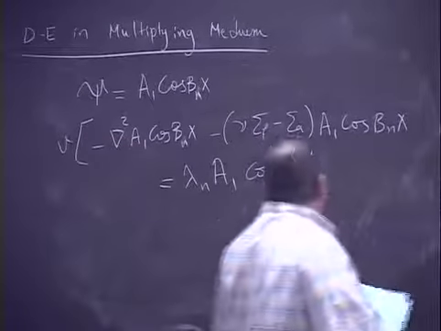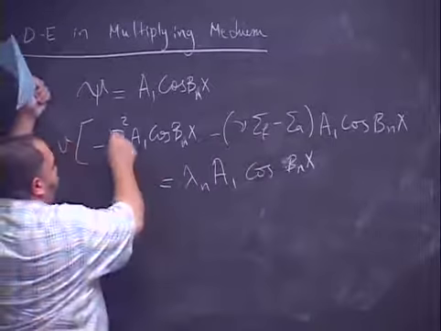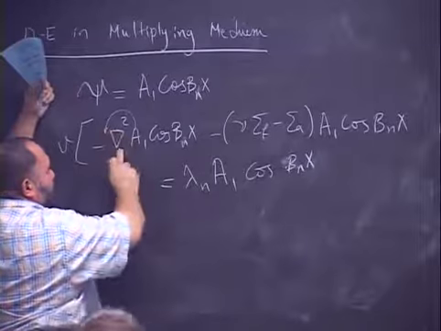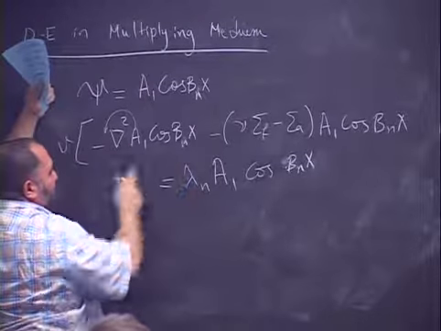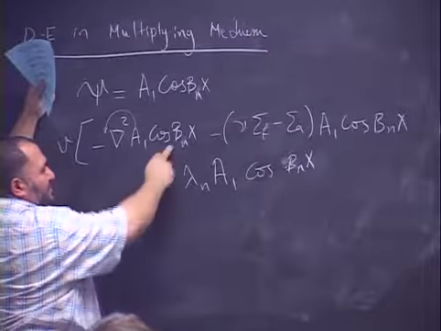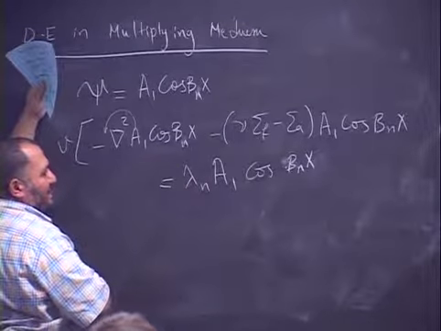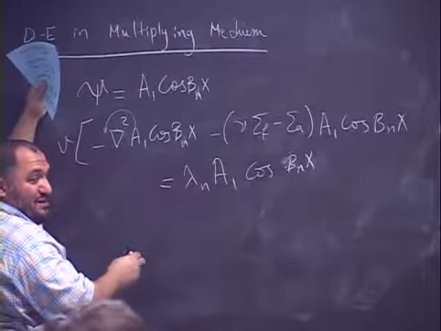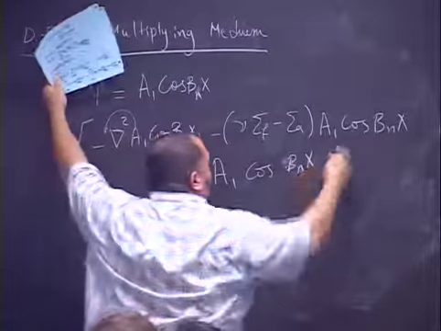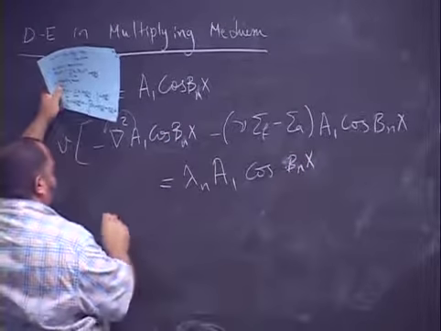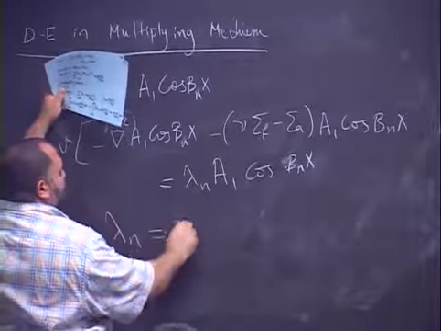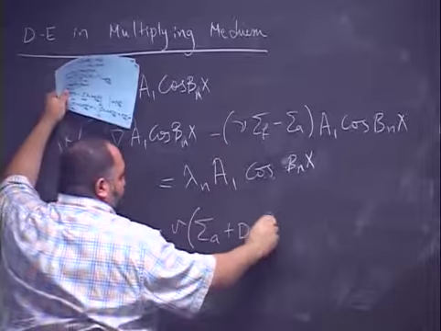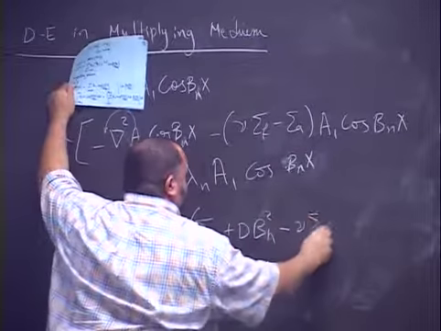So if you try to evaluate nabla square, so what's nabla square? A1 is constant, it will go outside, and for nabla square, you will differentiate this twice. So when you differentiate it twice, you will obtain what? B square n. Yes guys? Yes, b square n multiplied by cosine bn. Cosine bn will cancel with cosine bn, and you will end up with this function. Lambda n equal to sigma absorption plus D B square n minus nu sigma fission.